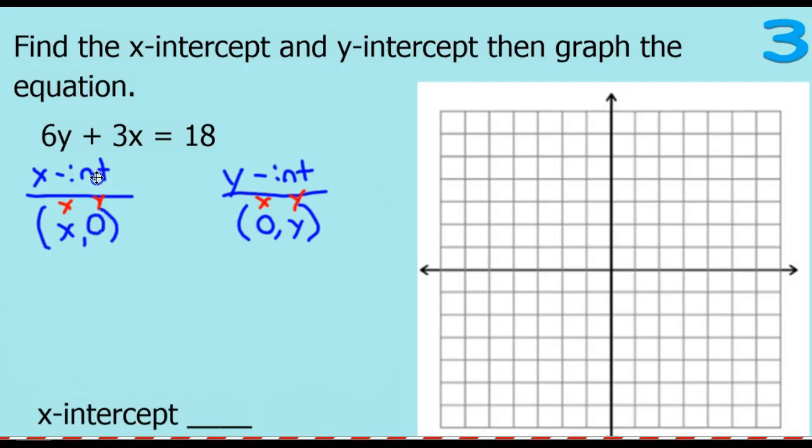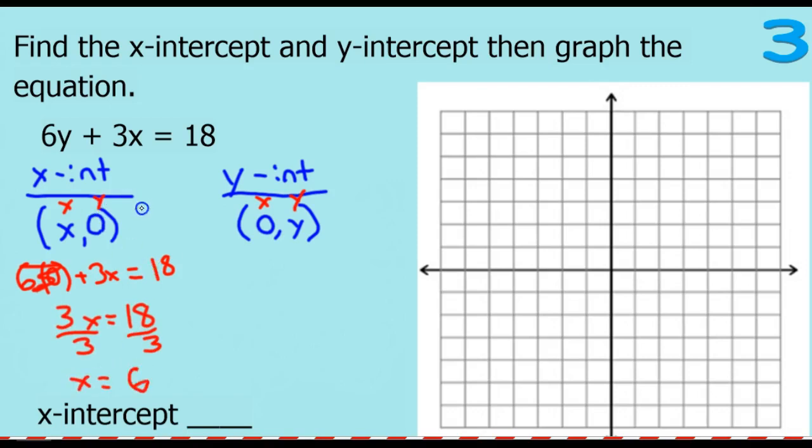We know that our y here is 0. So what we're going to do is we're going to put this 0 in for y. So we have 6 times 0 plus 3x equals 18. 6 times 0 is 0. We don't need that anymore. We just get 3x equals 18. Divide by 3. And x equals 6. So we know our new ordered pair is 6, 0. So our x-intercept is at 6, 0.